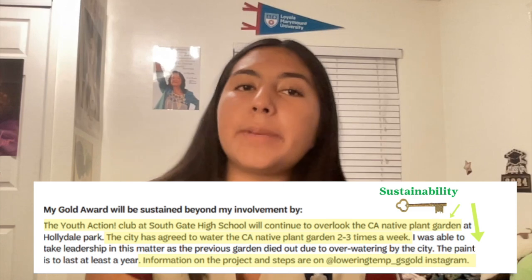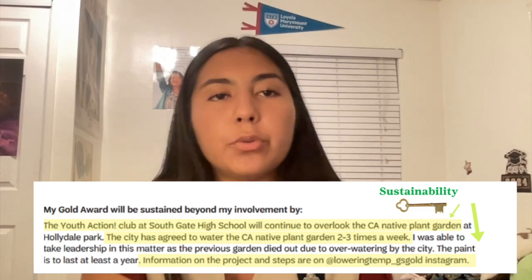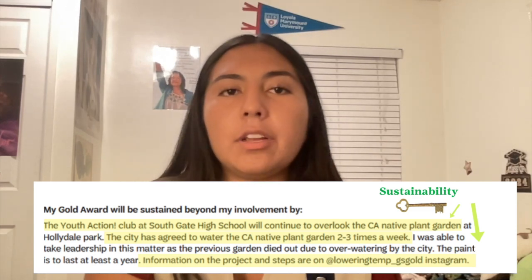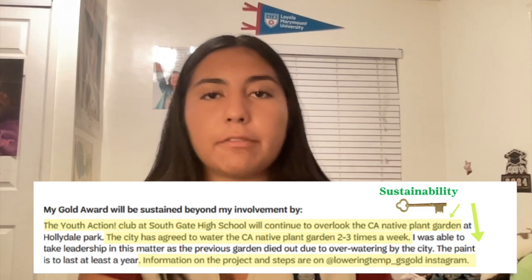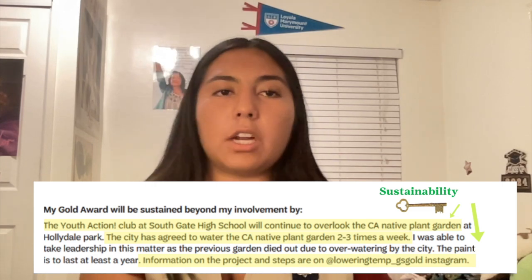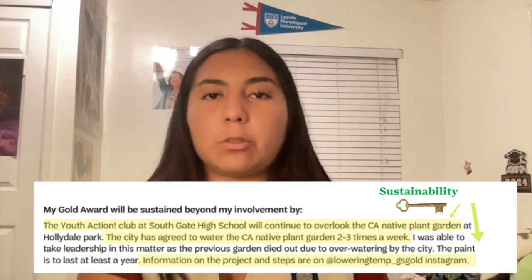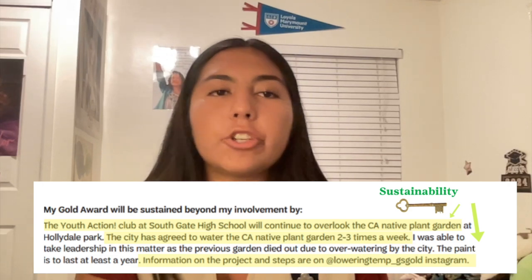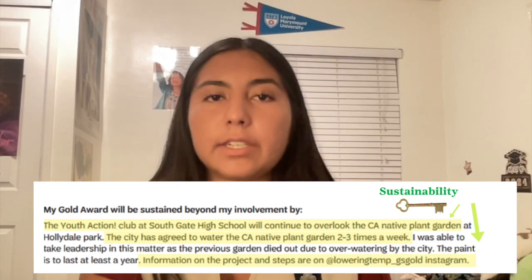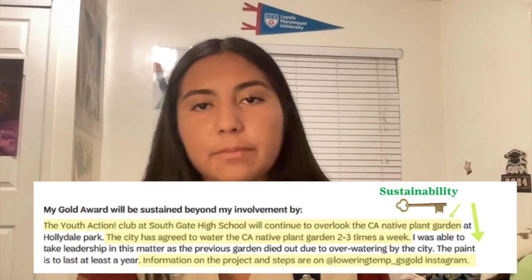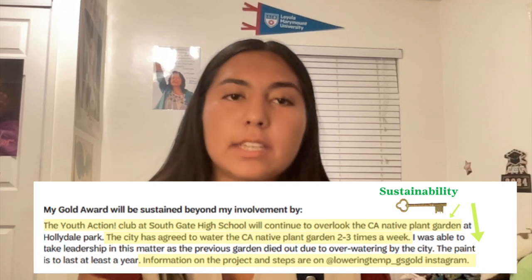My Gold Award will be sustained beyond my involvement through the Youth Action Club at Southgate High School, which will continue to overlook the California Native Plant Garden at Hollandale Park. The city has agreed to water the California Native Plant Garden 2 to 3 times a week. I was able to take leadership in this matter as the previous garden died out due to overwatering by the city. The paint is to last at least a year.